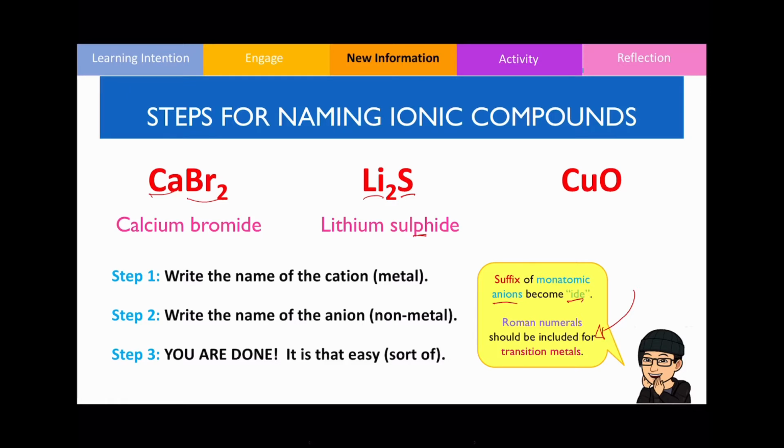And for the very last one, this is copper, that's oxygen. Oxygen is a monatomic anion. Change oxygen to a suffix with "ide," so therefore it becomes copper 2 oxide. And again, I want to point out that it's critical for you to indicate the actual charge of the transition metal, since transition metals can have varying charges.